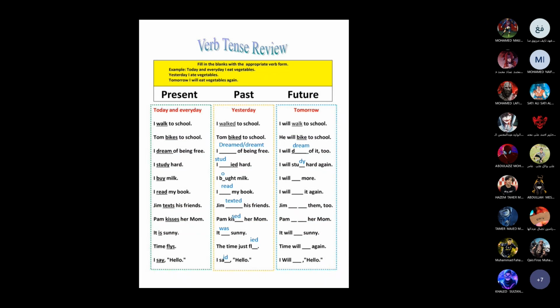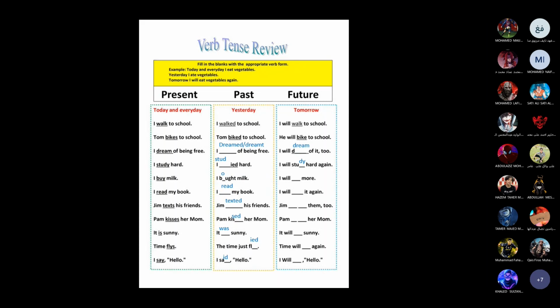So, as you see here, guys, we have 3 different columns. We have 3 different forms. The main form is the present. Past is already done. Future is coming. So we have to discuss the middle one, and the middle one here is the present.